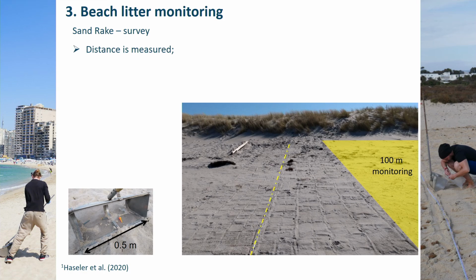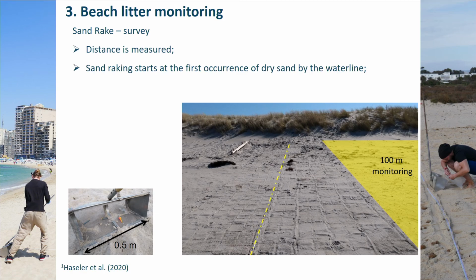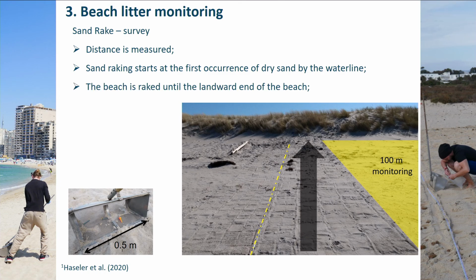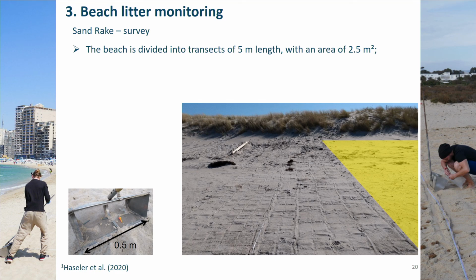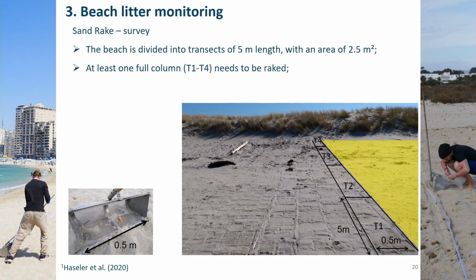First, you measure the distance from the waterline to the back of the beach, and then you start raking the sand from the first appearance of dry sand until the back of the beach. The depth of the rake is around 2 or 3 centimeters. This is the penetration depth you try to reach. The area you are investigating is always divided into transects of 5 meters. With a 5 meter length, and the sand rake being half a meter wide, we always have 2.5 square meters. And we try to rake at least one of these columns, so T1 until T4.